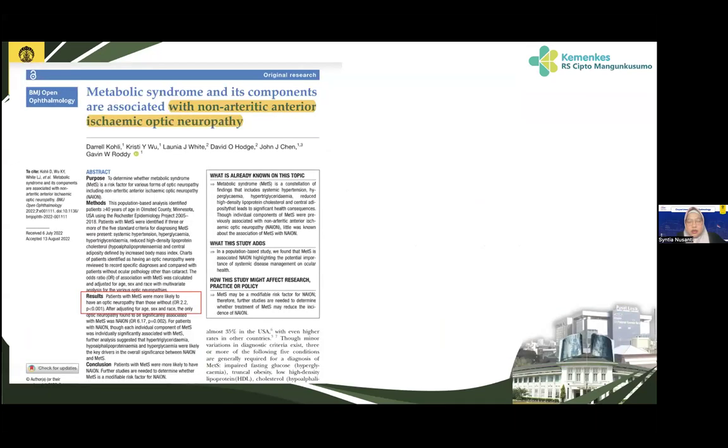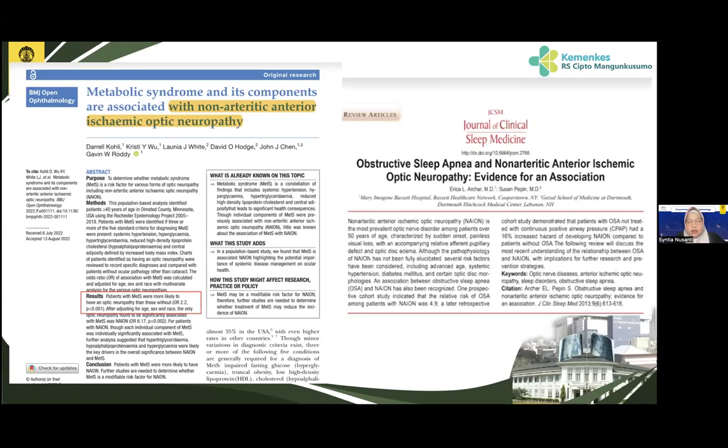Recent studies have also shown a significant association between metabolic syndrome and its components and non-arteritic anterior ischemic optic neuropathy. So, as we can see here, patients with metabolic syndrome were more likely to have optic neuropathy than those without it. And additional research supports the strong link between obstructive sleep apnea and NAION. So if you have a patient suspected of NAION, you have to ask the patient several questions regarding obstructive sleep apnea.